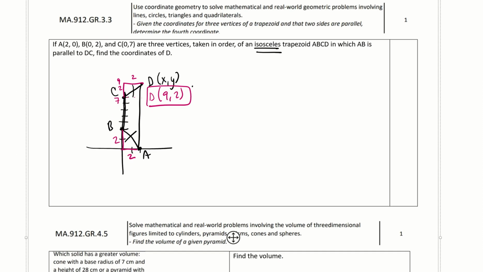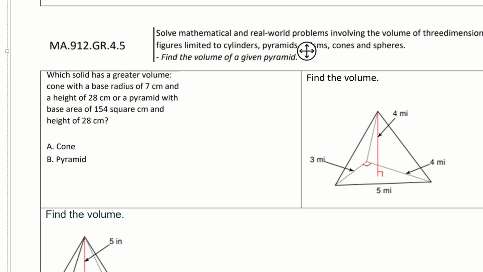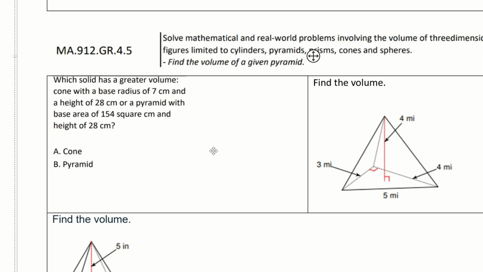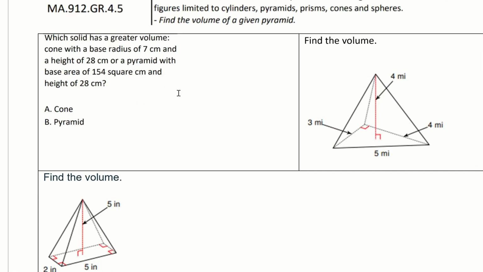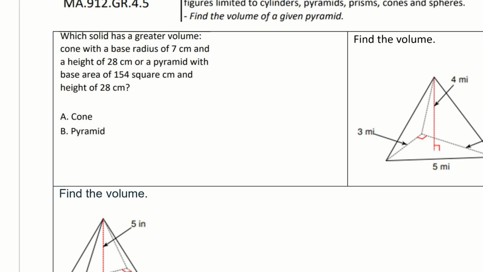And there's only one problem on that I was able to find. All right, so here we go, 4.5. Find the volume of a given pyramid. Okay, so here we go. We find the volume of a given pyramid. So here, the first one, we need to find the volume of a pyramid, but we also need to find the volume of a cone, okay?